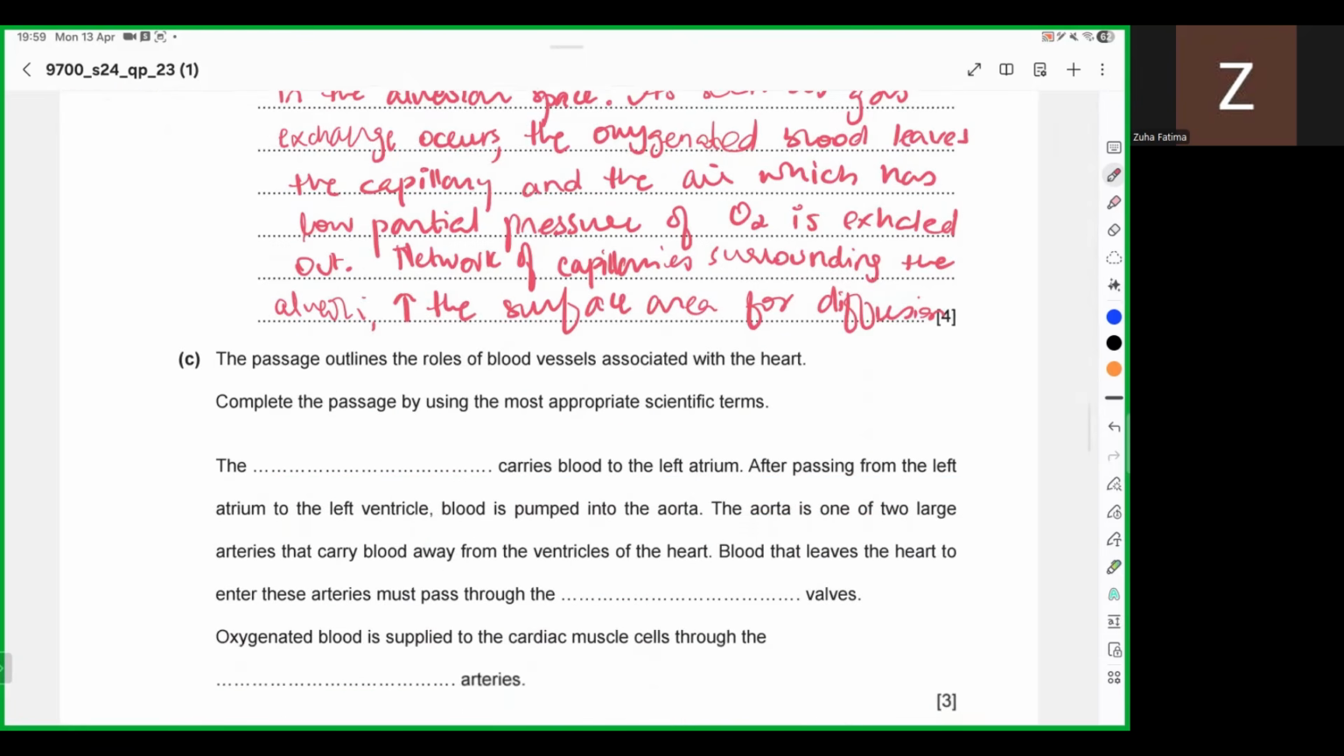Diffusion. The passage outlines the roles of blood vessels associated with the heart. Complete the passage by using the most appropriate scientific terms. The dash carries blood to the left atrium. Left atrium receives oxygenated blood. So the pulmonary vein carries blood to the left atrium.